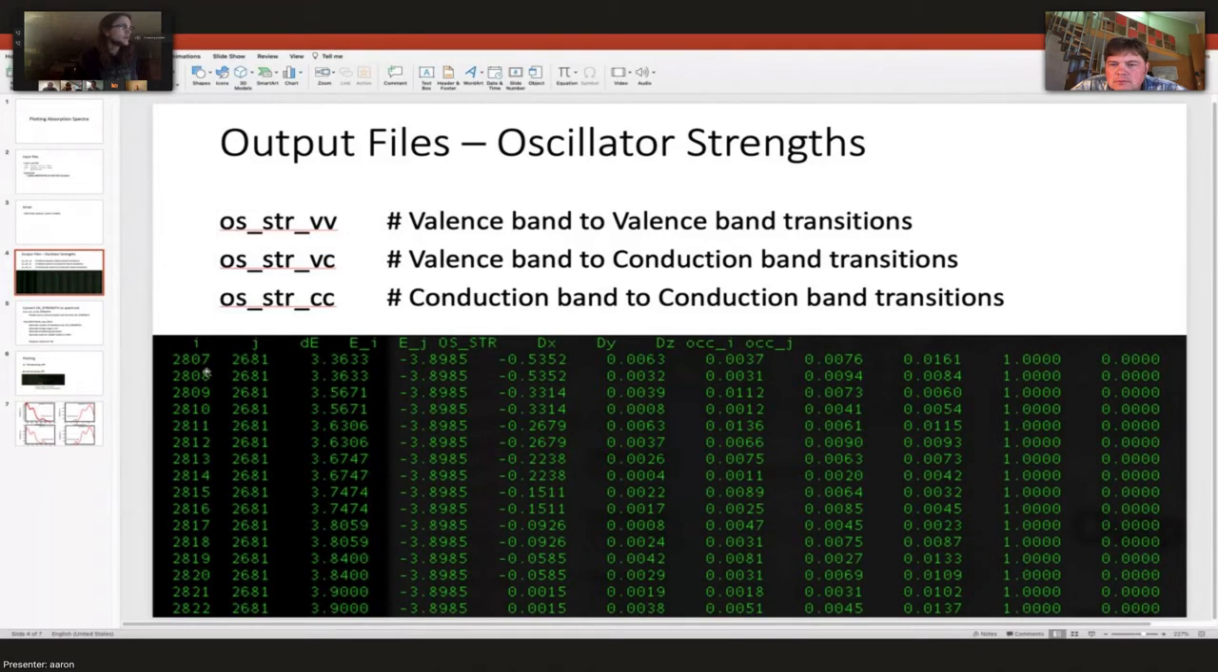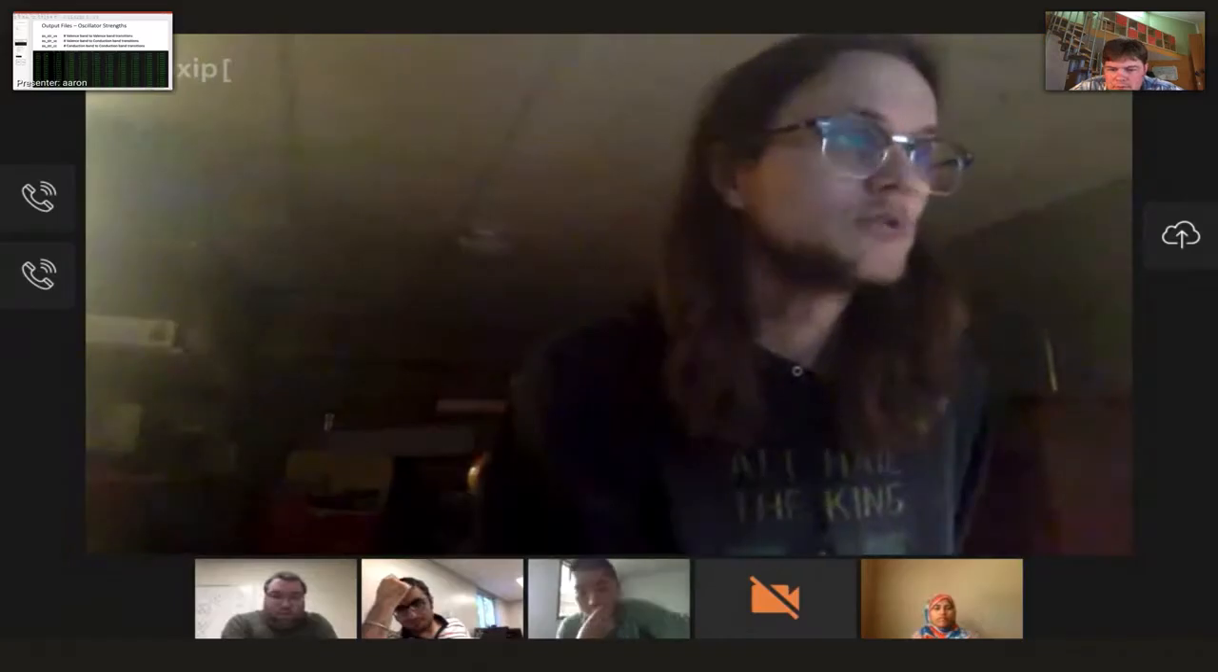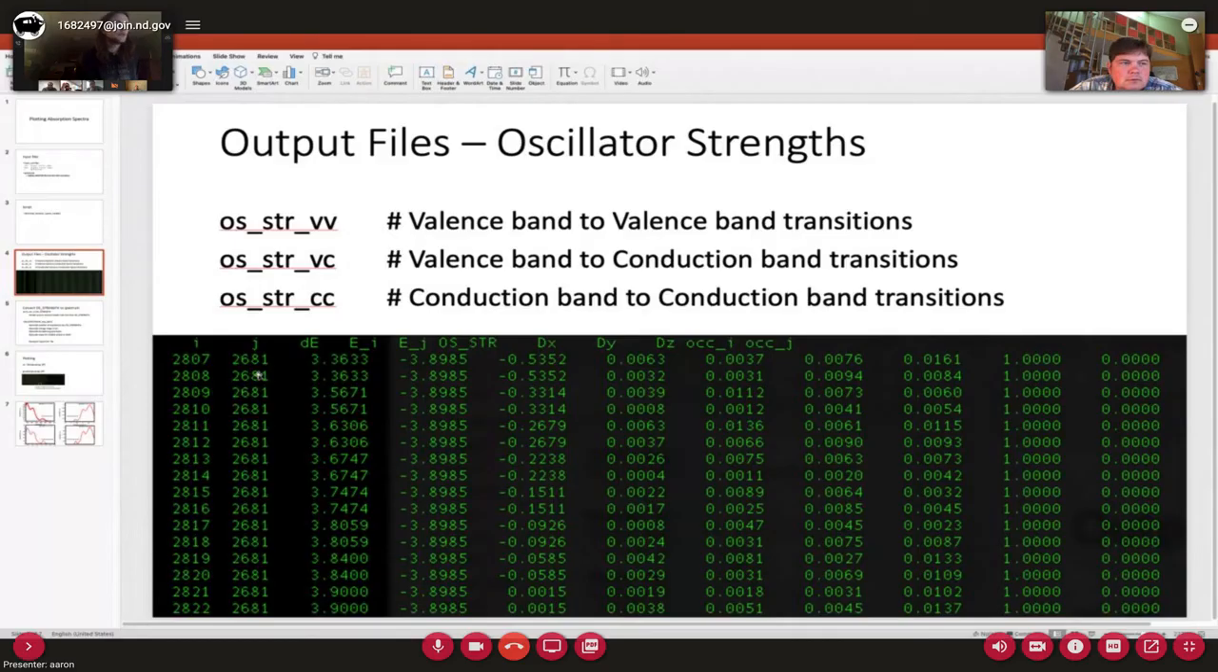And the columns correspond to orbital indices, so I, J, transition energy, the energies of the orbitals, the components of transition dipoles, and then occupations, the very last one. So that's the output file.